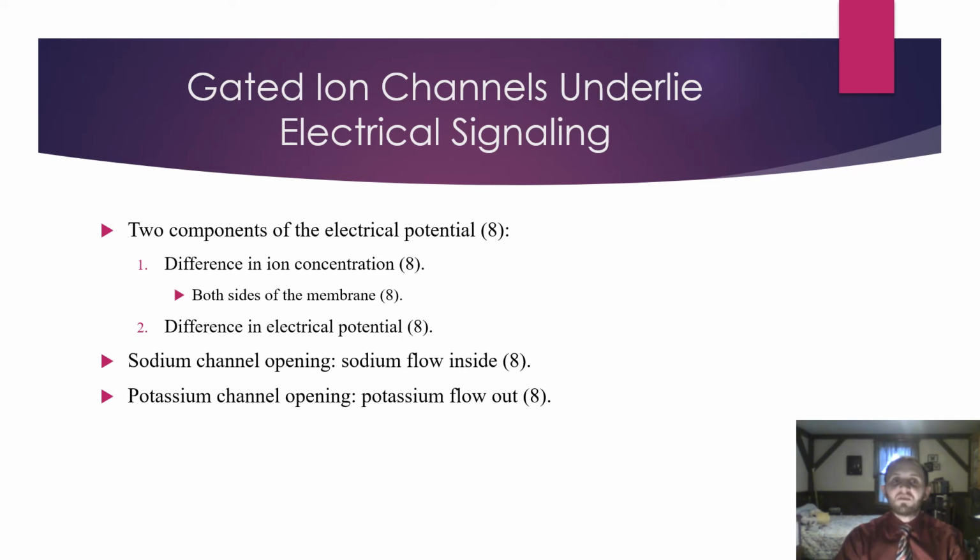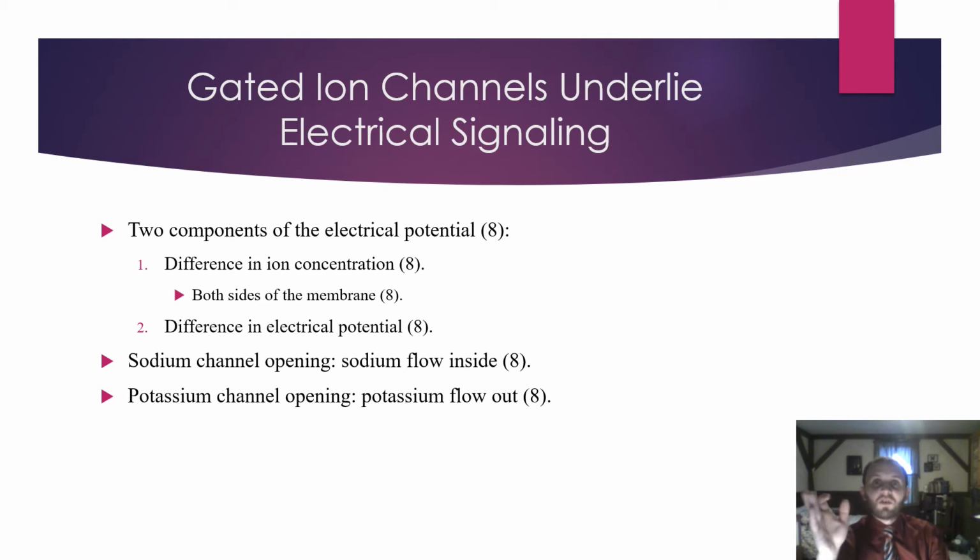So with that said, there are two components of this electrical potential. The first is the difference in the ion concentration on the two sides of the membrane, and the second is the difference in the electrical potential, typically expressed in millivolts here. So given the ion concentration differences and the membrane potential of about negative 60 millivolts, all right, which is inside negative.